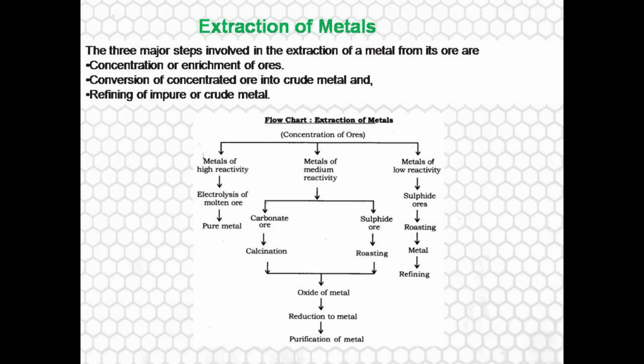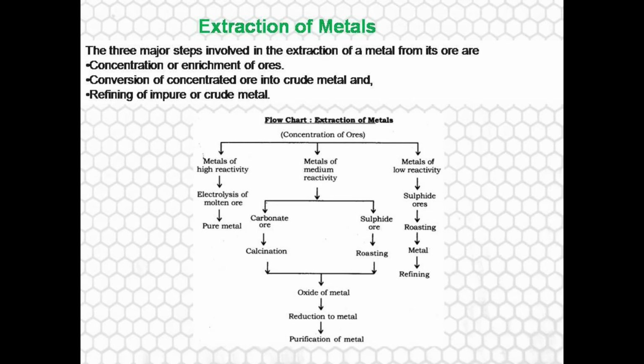Then we have extraction of metals. For extraction of metals from their ore, there are three major steps. First of all, concentration or enrichment of ores. Then we have conversion of concentrated ore into crude metal, and then the last step is refining of impure or crude metal.